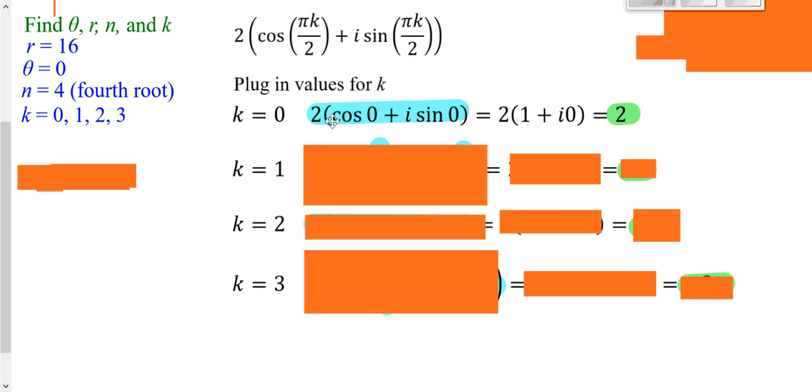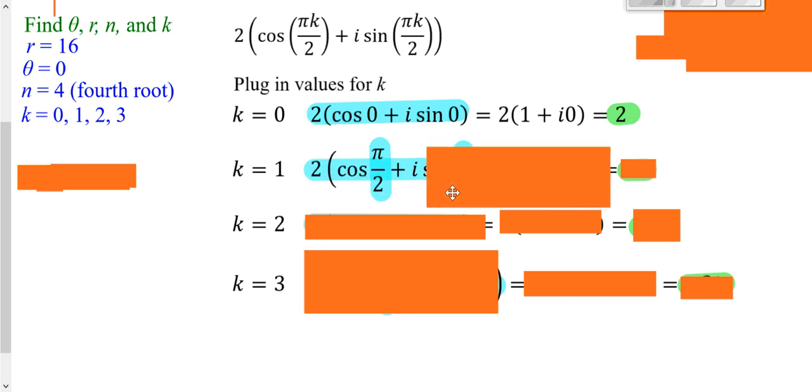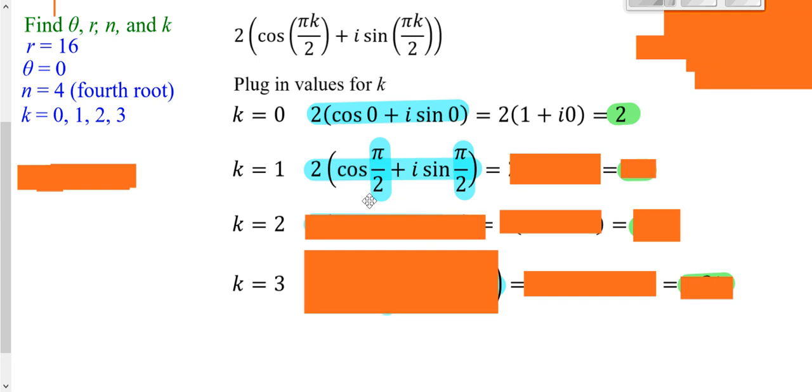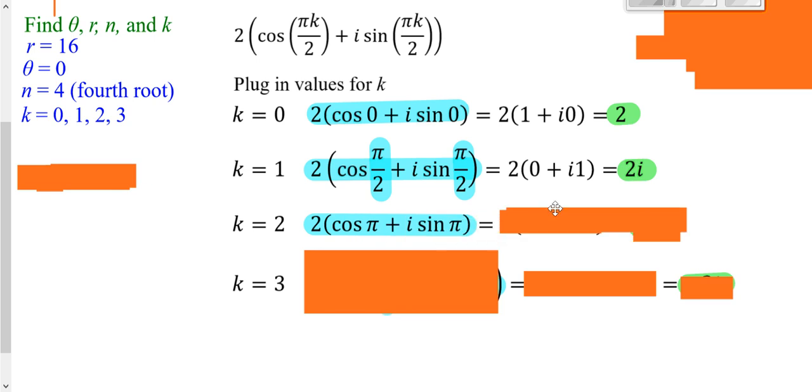So now all we have to do is go back and plug in k being 1. If k is 1, I get pi over 2 for my angle. That's my answer in trig form. I could evaluate, work out what the cosine of pi over 2 and the sine of pi over 2 are, distribute through, and I get my answer in a plus bi form. Then I come back and I plug in 2. Plug in 2 to my formula, and I get the cosine of pi and the sine of pi. My answer in trig form. Evaluate the sine and cosine of pi, distribute through, and I get my answer.